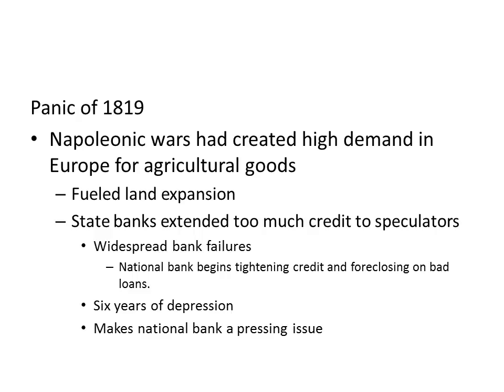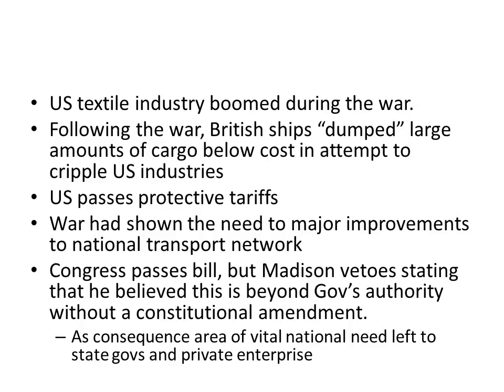end and prices go back to normal in Europe, that causes a lot of these farmers and speculators to fail, and that leads to a chain reaction with widespread bank failures, and the national bank starts tightening credit and foreclosing on bad loans. All of this comes down to 6 years of depression where the economy is basically in ruins. And that makes how national banking is going to work a really pressing issue.